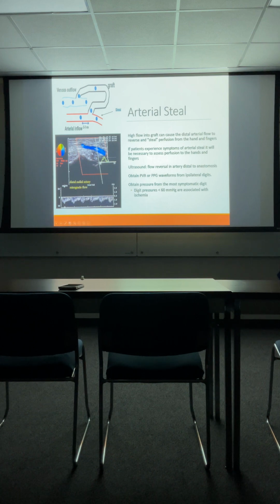So this is a Doppler image of the distal radial artery just past the anastomosis site, and basically what you're seeing here is retrograde flow in that artery. So that's indicating the steal.